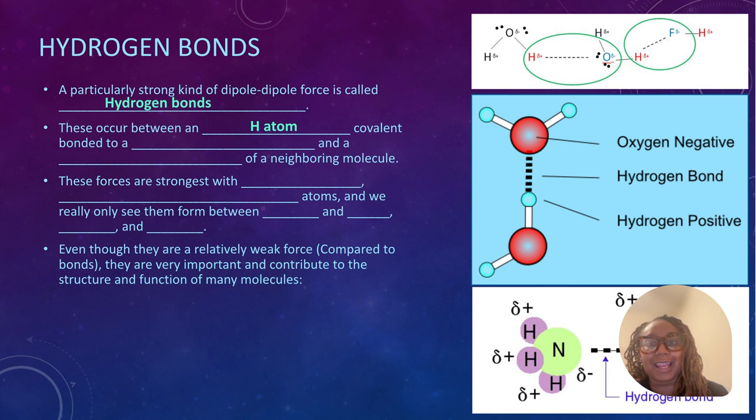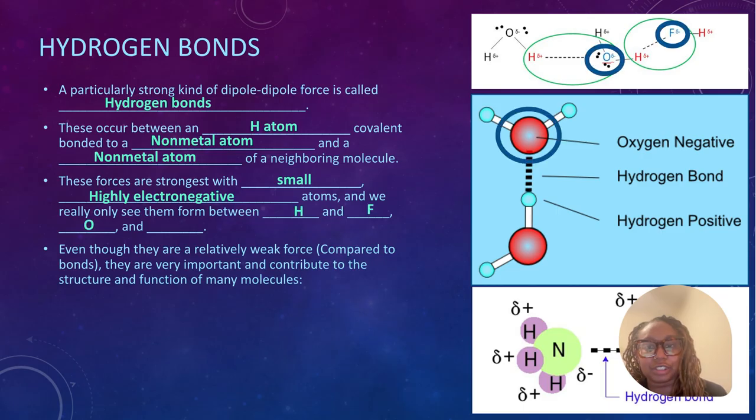These occur between a hydrogen atom, covalent bonded to a nonmetal, really important, and a nonmetal atom of a neighboring molecule. Okay, these forces are strongest with small, highly electronegative atoms, and we really only see them form between hydrogen, fluorine, oxygen, and nitrogen. So that's what's super important. You're only going to see the dipole-dipole that happens with the hydrogen bond with hydrogen, and then it's either going to be connected to fluorine, oxygen, or nitrogen. Okay. So, and that's what they're attracted to.